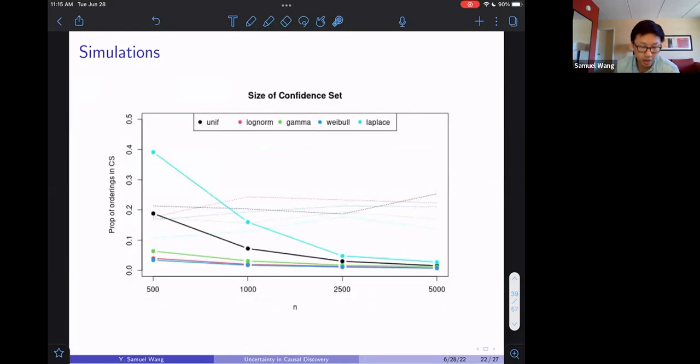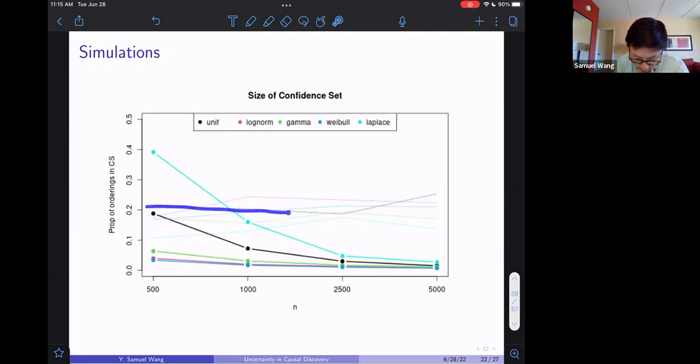Okay, so this is maybe a more interesting plot. Each of these colors is again a different distribution, but the solid lines indicate the proportion of orderings in my confidence set out of all of the total orderings that are possible. You can see that at n equals 2500, my confidence set only contains a small portion of the total orderings that are possible.